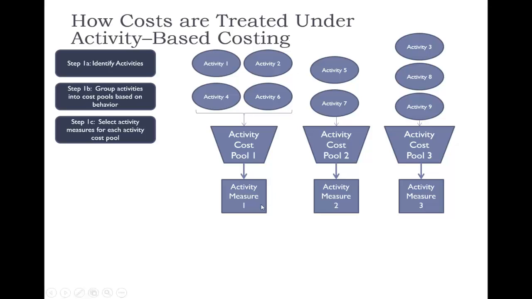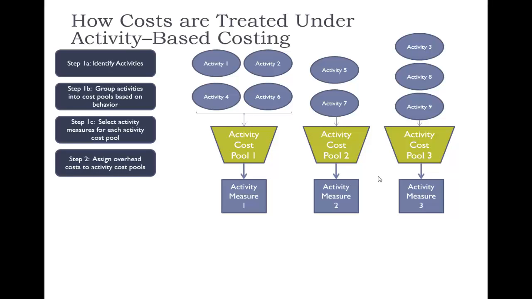All right, and then the third subcomponent for step 1 is to select an activity measure or cost driver that is appropriate for each cost pool. All right, so it might be direct labor hours for cost pool 1, it might be design hours for cost pool 2, it might be number of phone calls for cost pool 3. All right, the second step then is to take the indirect costs, and it may not necessarily just be overhead costs, but all the indirect costs, and assign those, first of all, to the different cost pools.